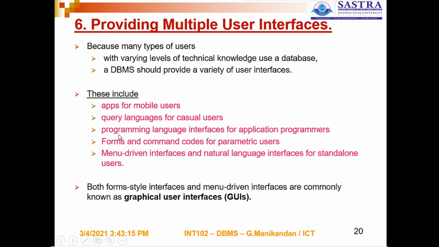For parametric users, I can collect the data using forms. For another group of users, the standalone users, I can go with a menu-driven interface. Or I can collect the requirement in the form of general English, that is, natural language, and construct a query based on the requirement. So you can have a menu: select the table name, select the field name, select your operation, like that. You display a menu so that each user makes the appropriate selection. Based on the user selection, you construct a query, execute it, retrieve the answer, and display the answer to the user.